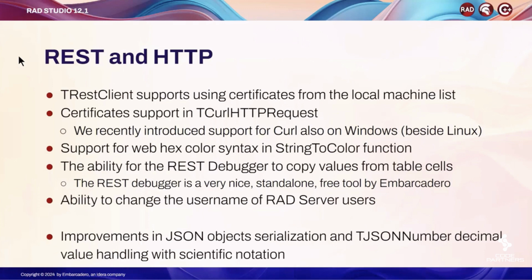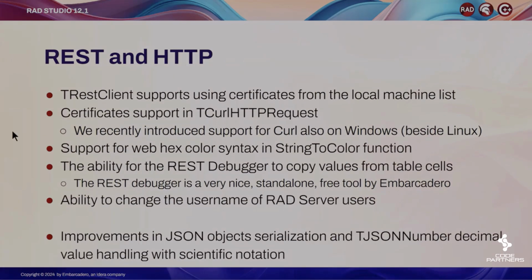Also, we introduced a new JSON wizard for mapping JSON to objects in 12.0, and we've done some further improvements now in terms of object serialization and the JSON number decimal value handling when you're using scientific notation.